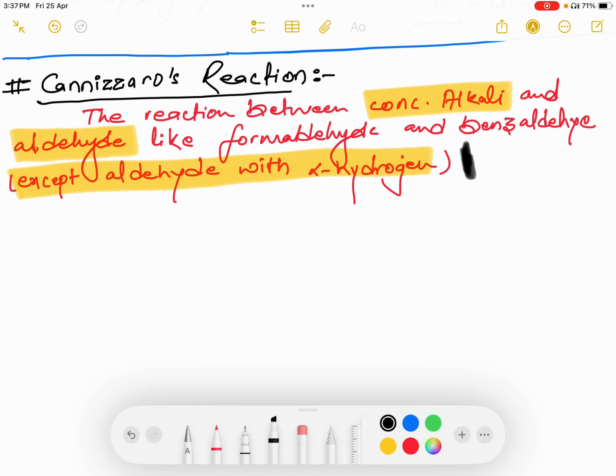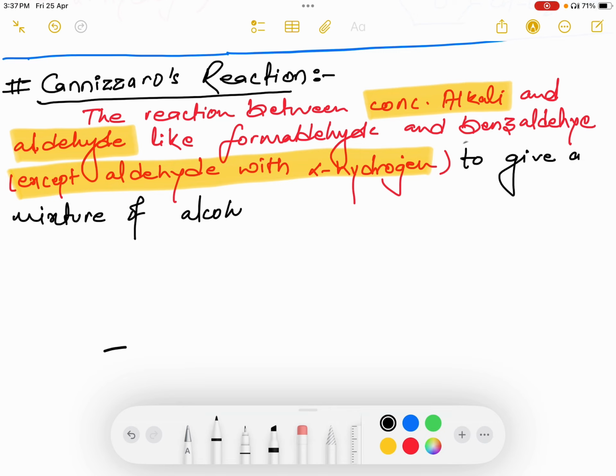So what does it give? It gives a mixture of alcohol and salt of carboxylic acid.